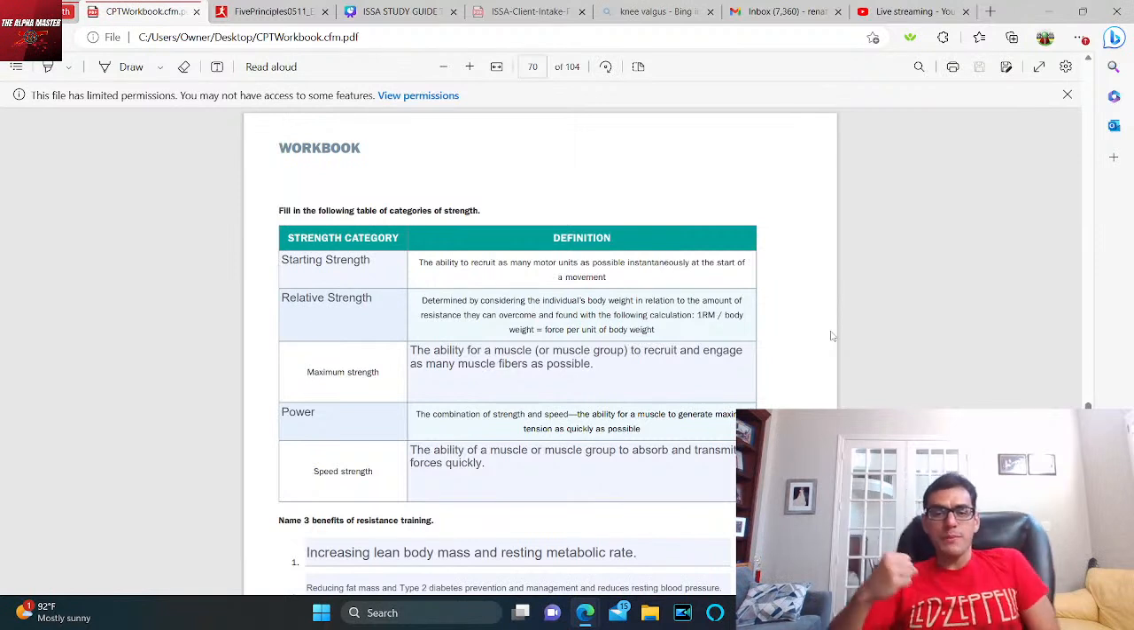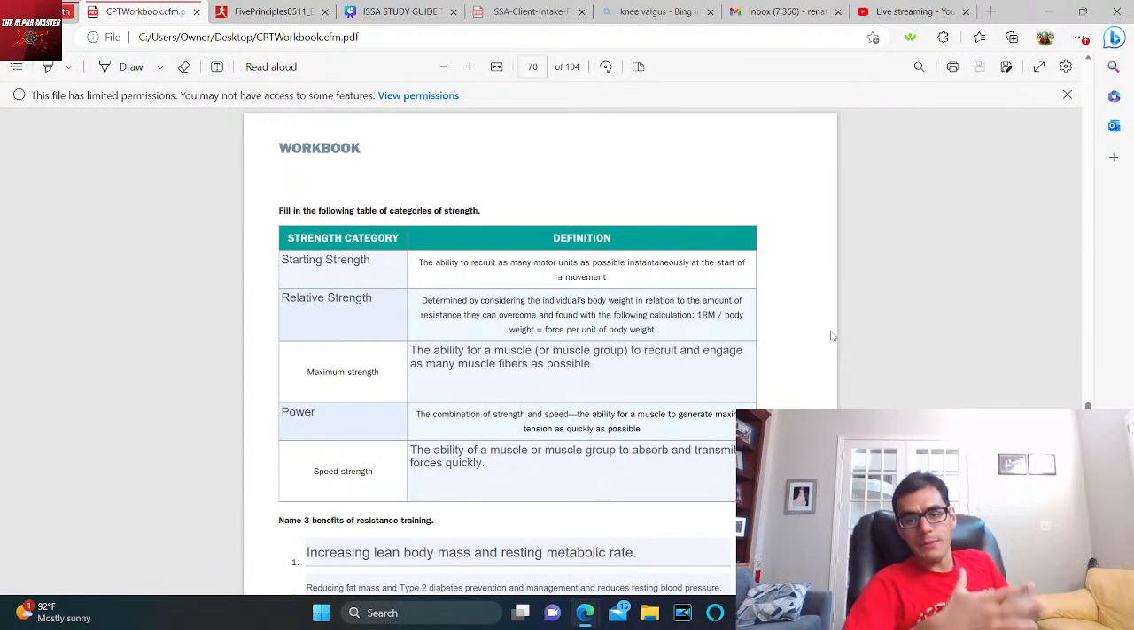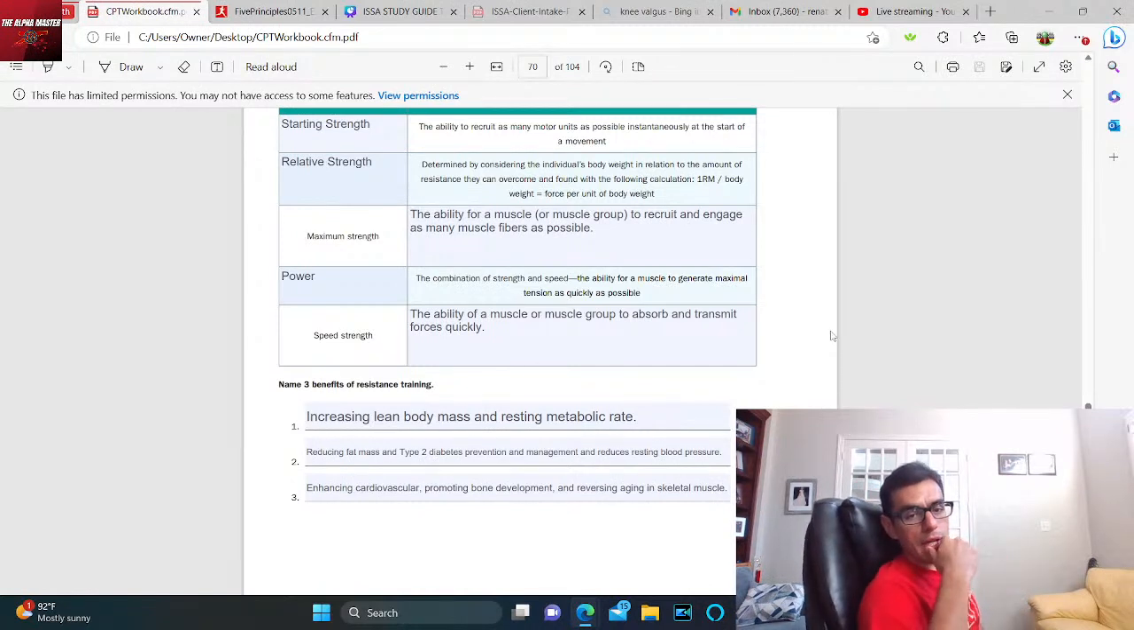To absorb and transmit forces quickly. Speed strength is the ability of a muscle or muscle group to absorb and transmit forces quickly. Now, in here you have the three benefits of resistance training.